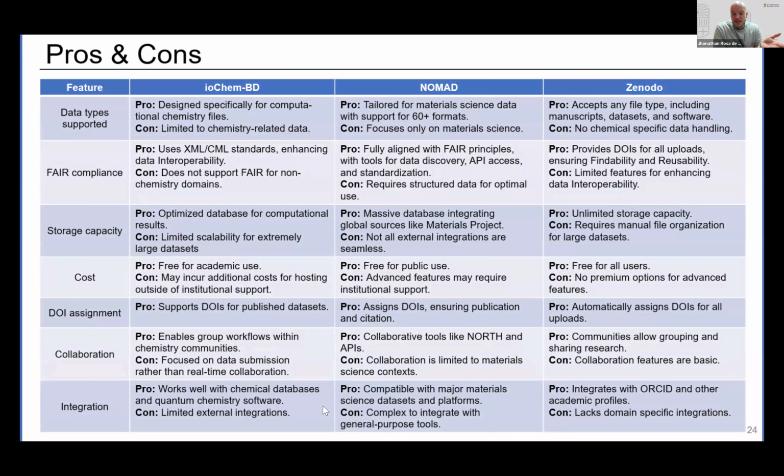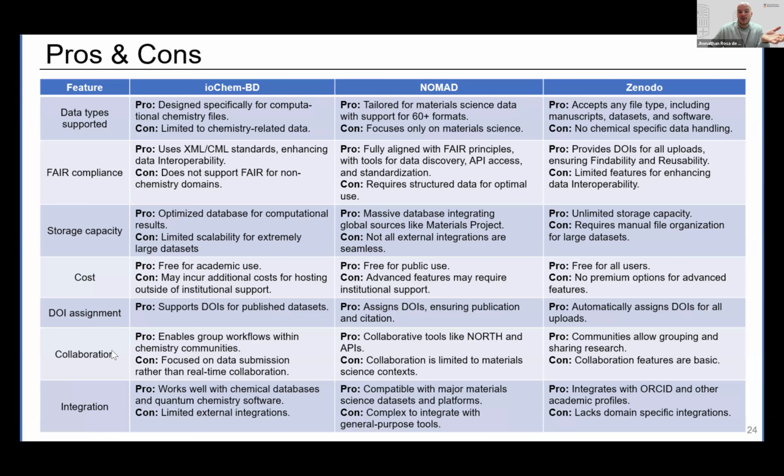There is a lot of information here in this table, but I'm not gonna talk about everything. I'm just gonna show you that we have EOChem here, Nomad and Zenodo here. So we have different kinds of characteristics here: data type support, FAIR compliance, storage capacity, cost, DOI assignment, collaboration, integration.